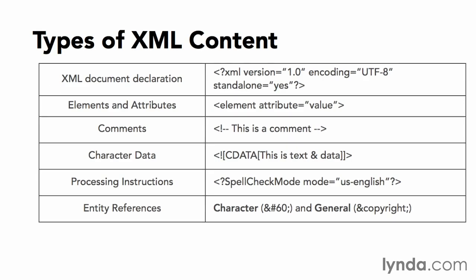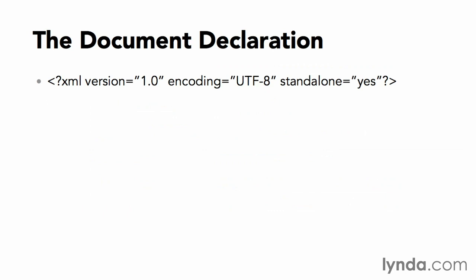There are about a half dozen or so types of XML content that you'll run into when working with XML data. There's the XML document declaration, there's elements and attributes, comments, character data, processing instructions, and entity references. So in this movie, I'm going to give an overview of each one of these. The document declaration looks like this. It's an opening bracket with a question mark, followed by the letters XML, and then a version, an encoding, and then an optional standalone declaration.